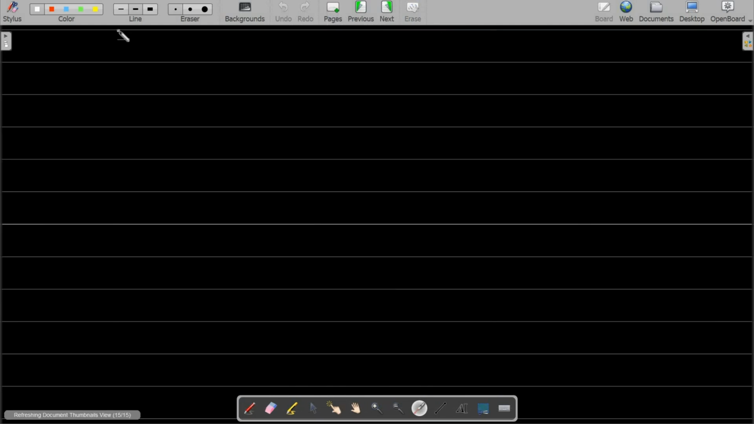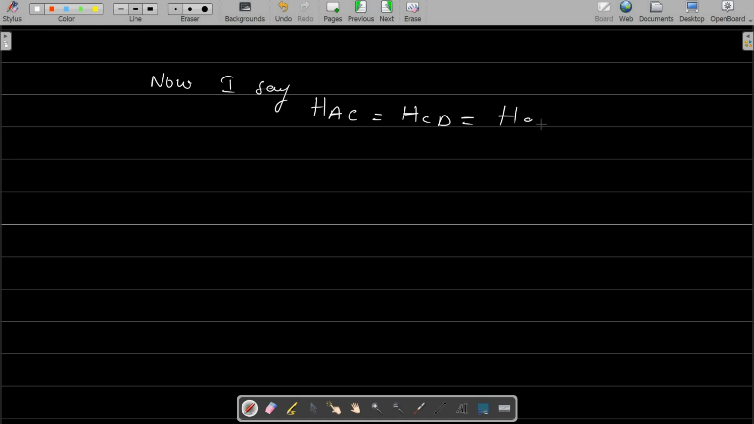I will add one page here. Now I say HAC will be equal to HCD, which will be equal to HG1, because this HC part and CD part both are in the gap, the air gap. It is a good approximation.